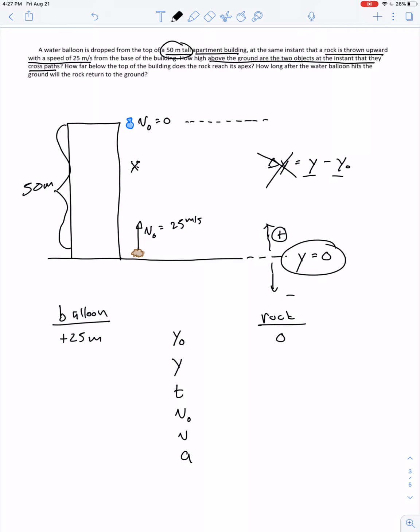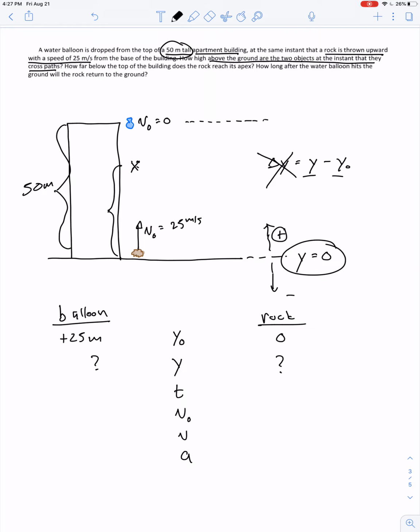Okay, so how far above the ground is that point? So we're trying to figure out what's the final value. They have the same final value because they're crossing paths. Okay, time, we also don't know that one. I know the initial velocities.